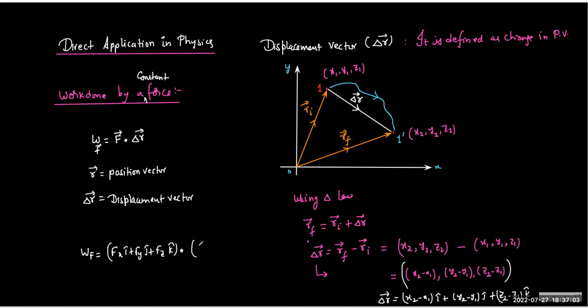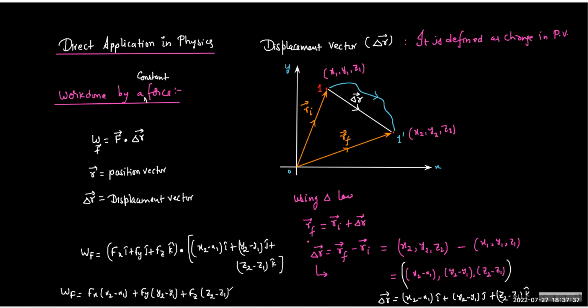Dot, and delta r we know is (x2 minus x1) i cap, (y2 minus y1) j cap, and (z2 minus z1) k cap. And from the property of dot, we know how to write this. I will go with i only. So Fx into x displacement, Fy into y displacement, and Fz into z displacement. So this is the final formula. You can also write in terms of components. It depends on what is given to you.